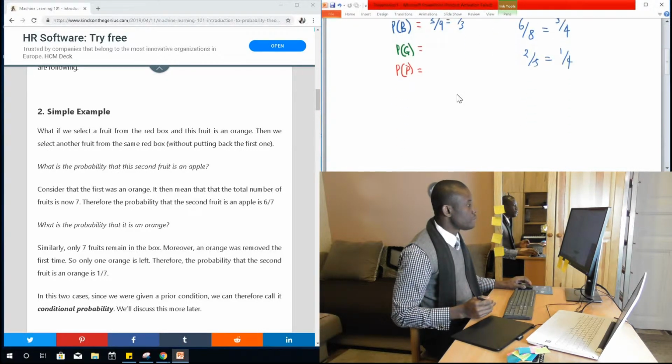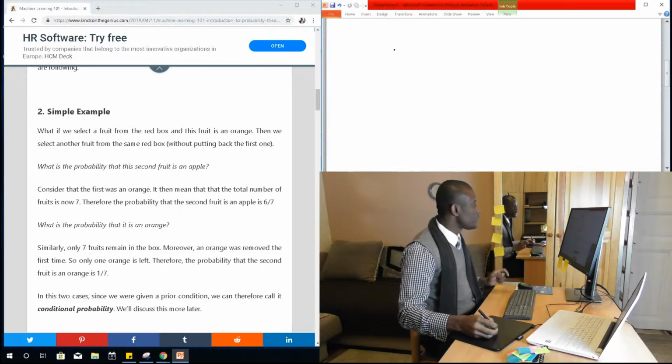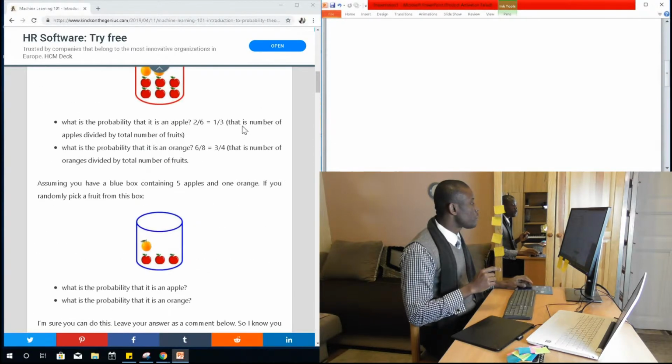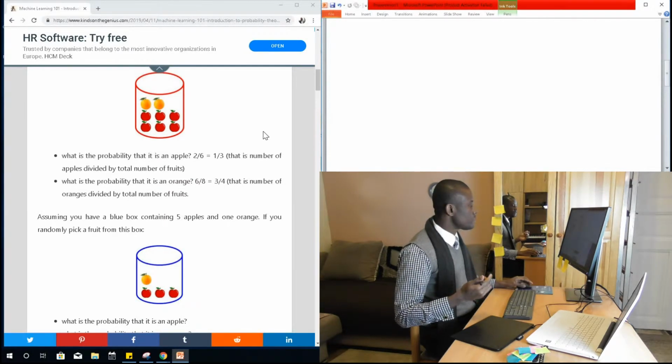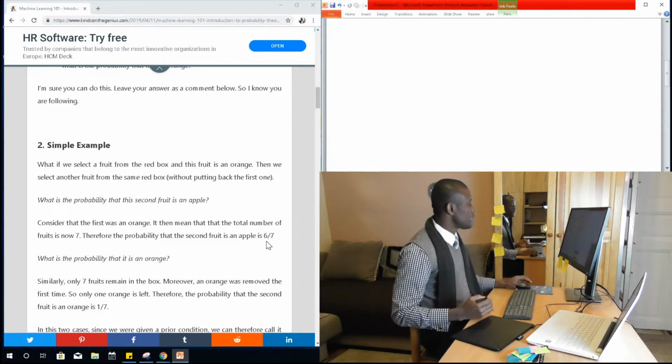Okay, so let me write. Basically what we are asking is, what is the probability that the second fruit is an apple? When you select for the first time, if it's an orange, the total number of apples stays at 6 and the total number of fruits reduces to 7. Therefore, the probability that the second fruit is an apple is 6 over 7, because we now have 6 apples divided by the total number of fruits, which is 7.